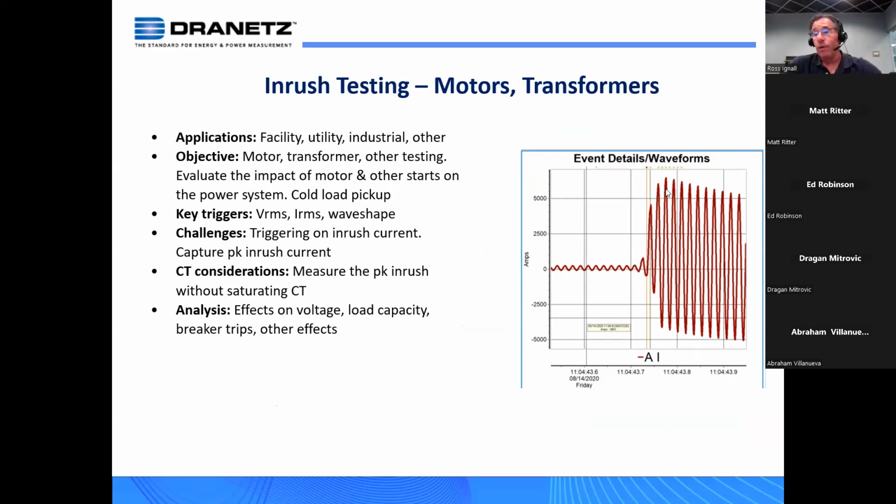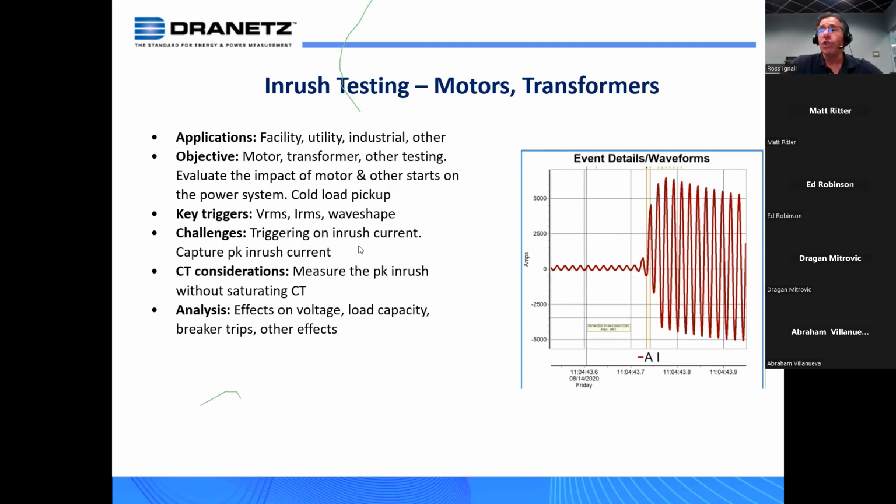Now, when you think about that, that overlaps with the step load testing that we just gave before, but a different sort of measurement. So the objective: you're looking at motors, transformers, and other testing, and you're looking for the impact on the system. All right, the key triggers: voltage, current. Again, these wave shape triggers. For this type of application, you can just do a current high limit. You just have to know what it is from your nominal steady state, and basically you trigger on that high. But a lot of people use the wave shape triggers, very similar to what we talked about in the step load test from before.